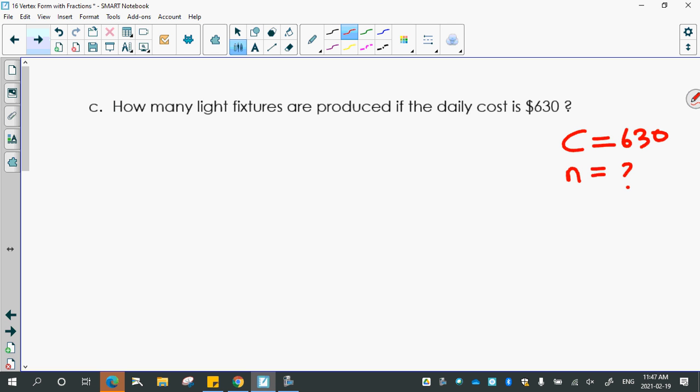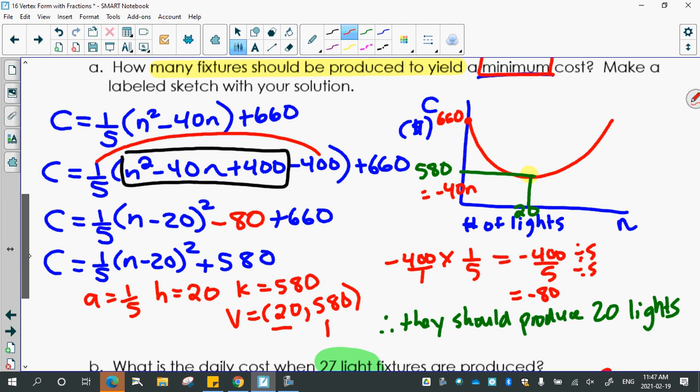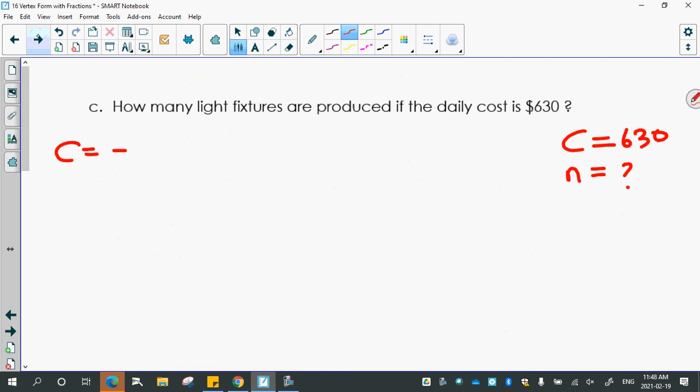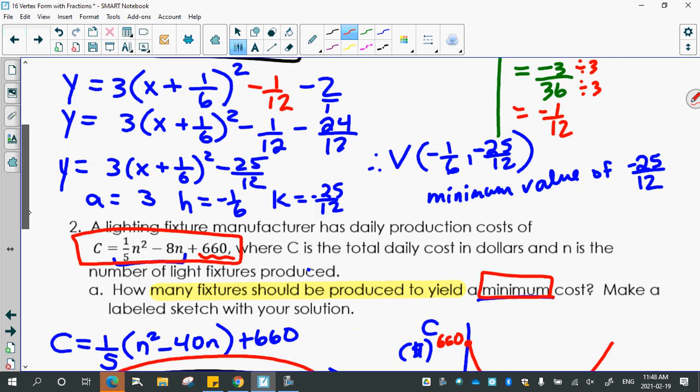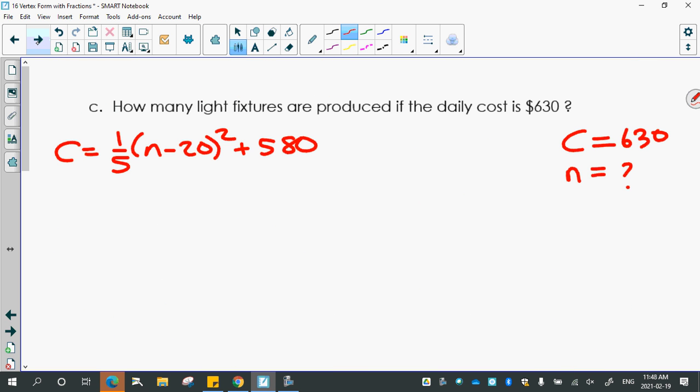So in that case, we use the vertex form, because in the vertex form, the N is only in one spot. The vertex form for this one was C equals 1/5 (N minus y) squared plus 580. Okay. So I can replace C, the cost, with 630.